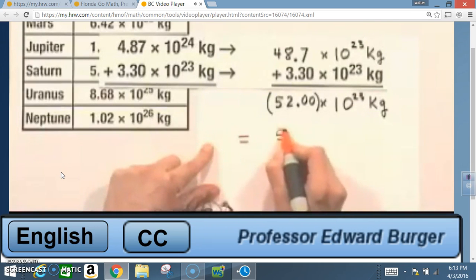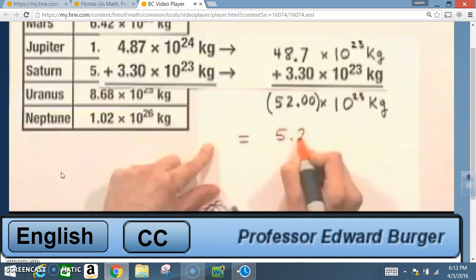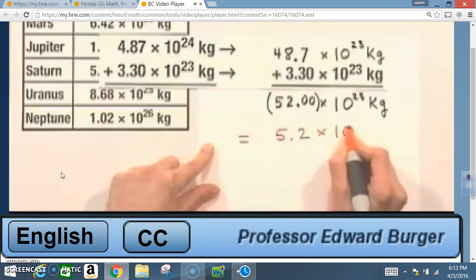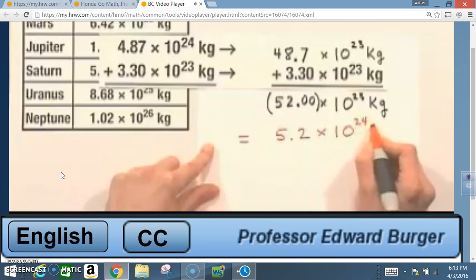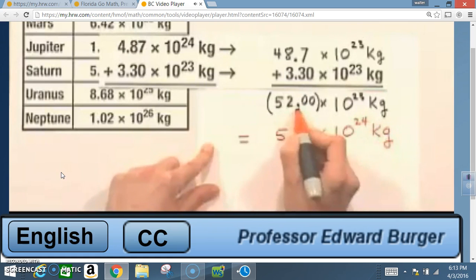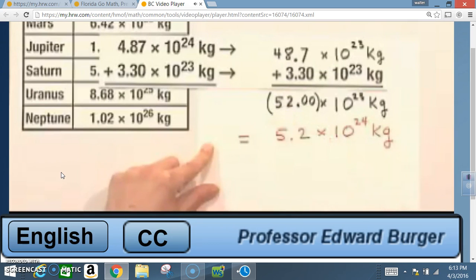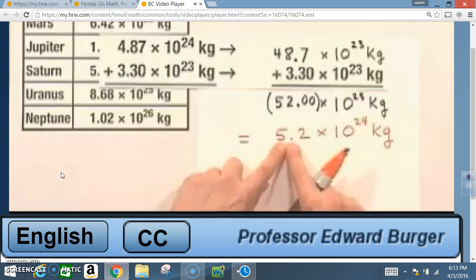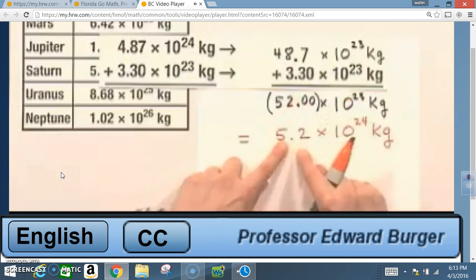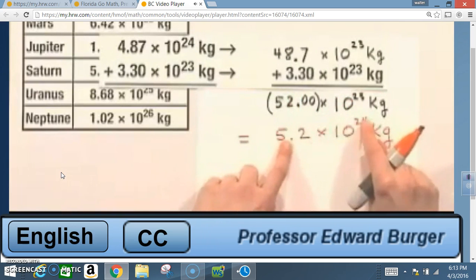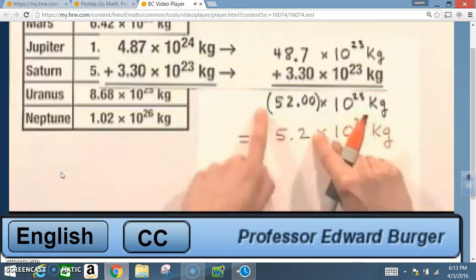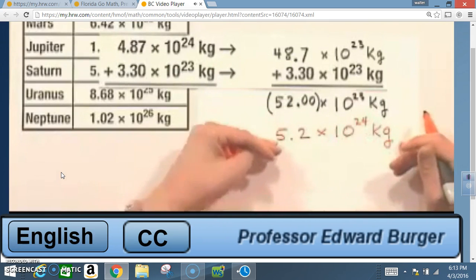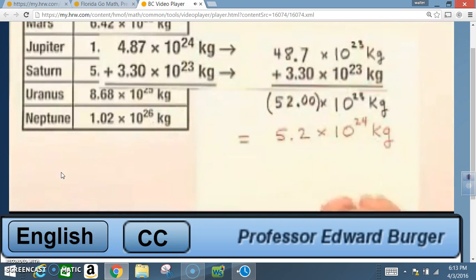I'm going to write that as 5.2 times, and what? Well, times 10 to the 24th kilograms. Because to slide this over to here, I'm going to actually have to move that decimal 1 over, which means I need an extra power of 10 to slide that over to here, and so that gives me a 10 to the 24th. So now it's in scientific notation, but notice how we had to get out of it to get like terms.